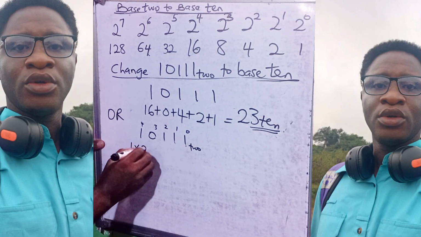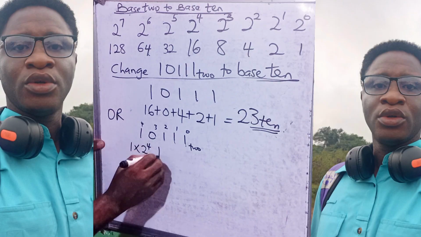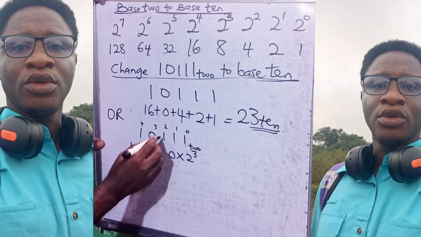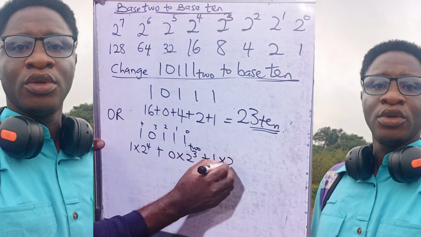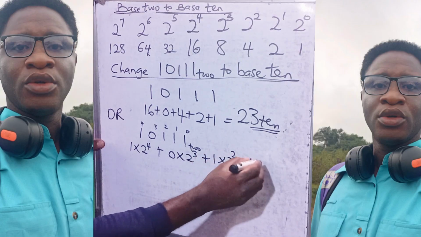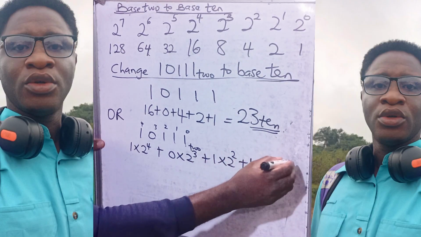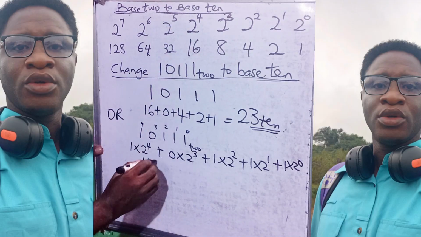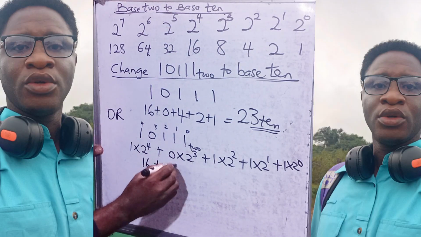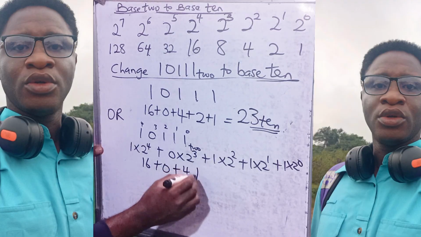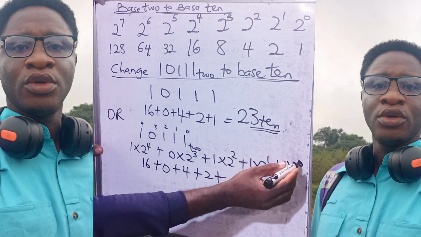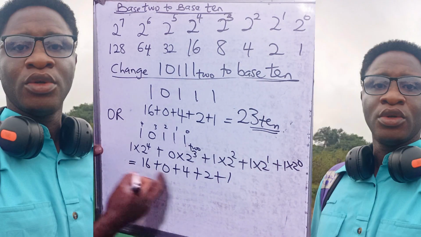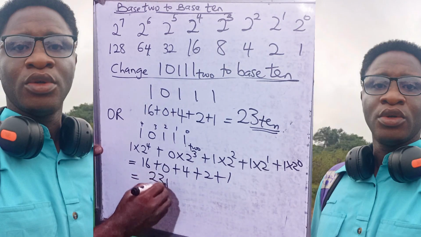This is 1 times 2 raised to power 4, plus we have 0 times 2 raised to power 3, you can see. And also plus 1 times 2 raised to power 2, plus 1 times 2 raised to power 1, plus 1 times 2 raised to power 0. So now this is 16, because 2 raised to power 4 is 16. 0 times anything here is 0, plus this is 4, this is 2, and this is 1. Because 2 raised to power 0 is 1, so 1 times 1 is 1. If you add all together, you will get the same as 23 base 10.